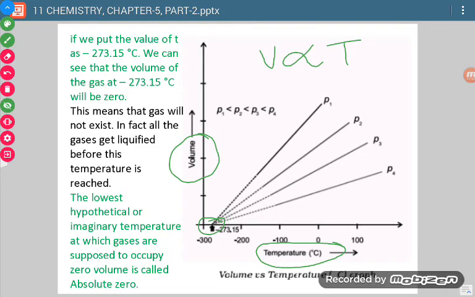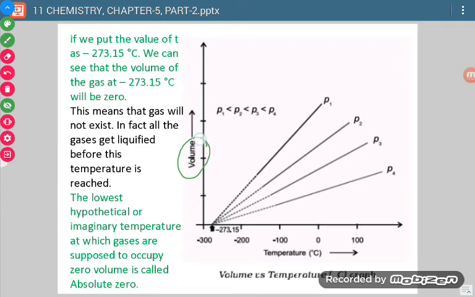0 Kelvin or minus 273.15 degrees Celsius. Because when we are saying that volume becomes 0, so volume value will be 0 at what temperature? When temperature is equal to minus 273.15 degrees Celsius. So we have to show our graph till this much only.